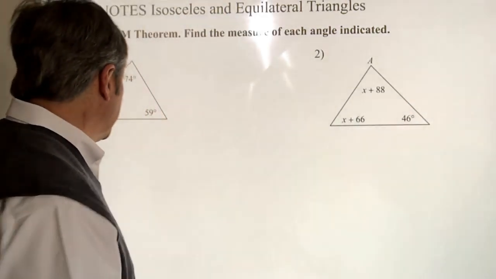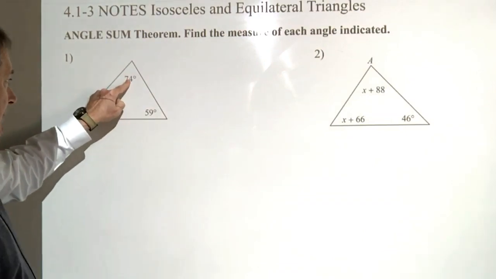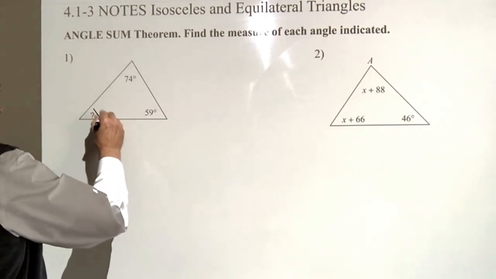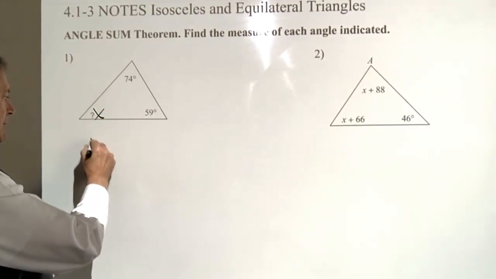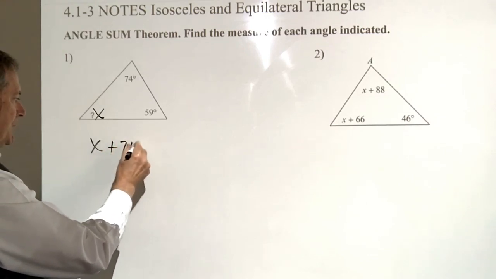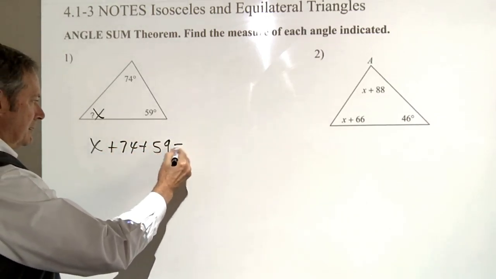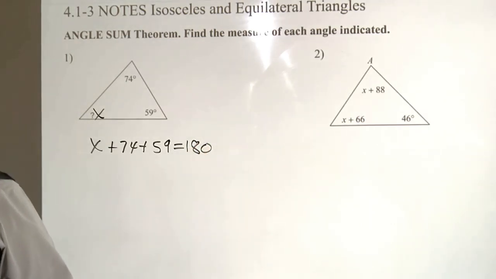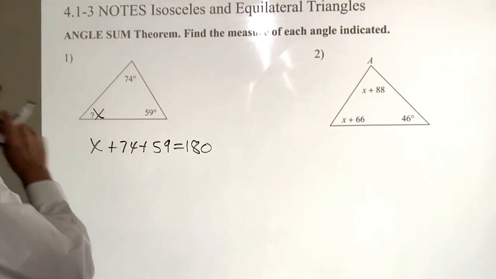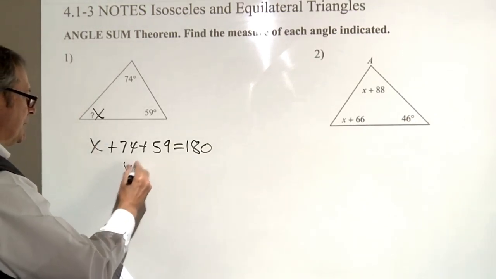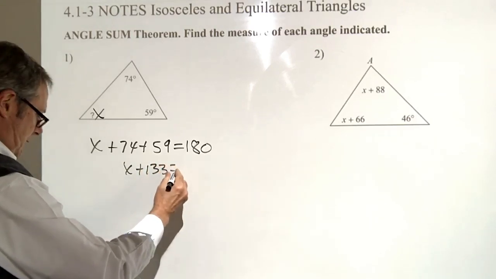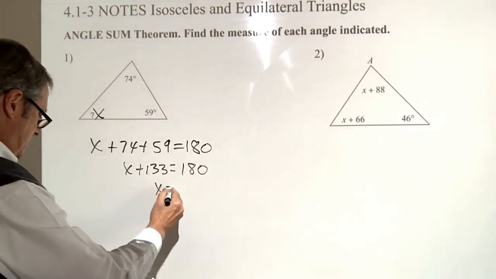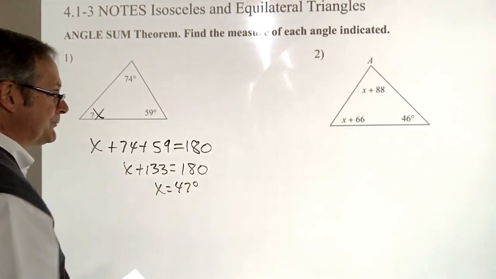So for instance, in example 1, we've got a 74 degree angle, a 59 degree angle. We can call this one X. We absolutely know that angle X plus 74 plus 59 is going to equal 180 degrees. And solving for X, you simply add these two together, you get X plus 133 equals 180. Subtract 133 from both sides, and you get that X is 47 degrees.